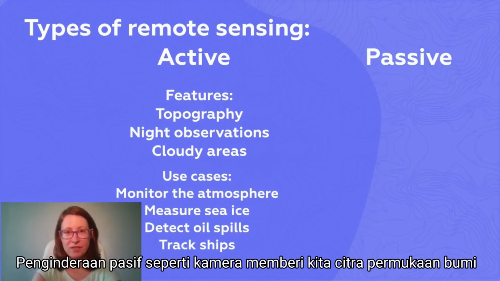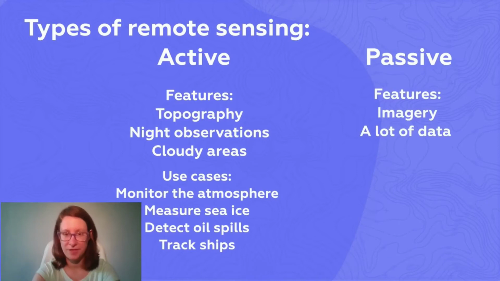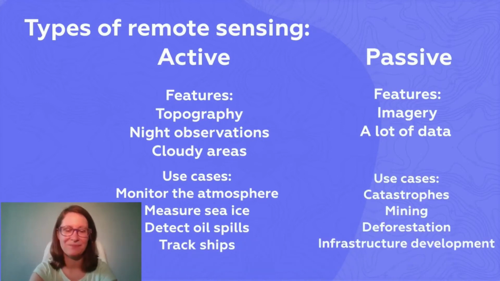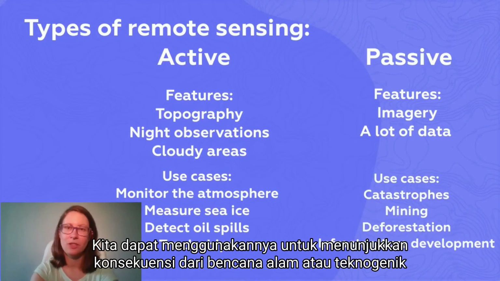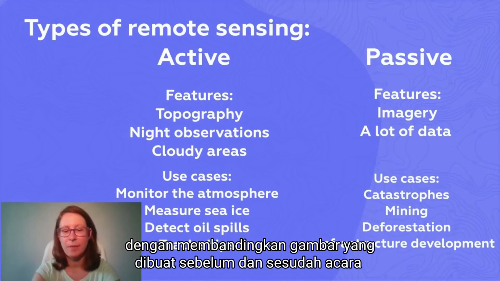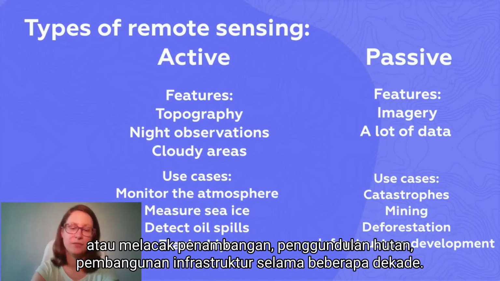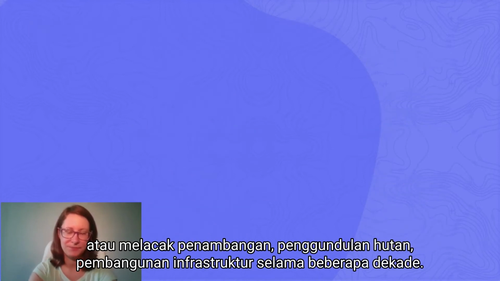Passive sensing, just like a camera, provides us with imagery of the Earth's surface. The majority of satellites use passive sensing, so we have loads of data collected over 50 years. We can use it to show the consequences of natural or technogenic disasters by comparing images made before and after an event, or track mining, deforestation, infrastructure development over decades.